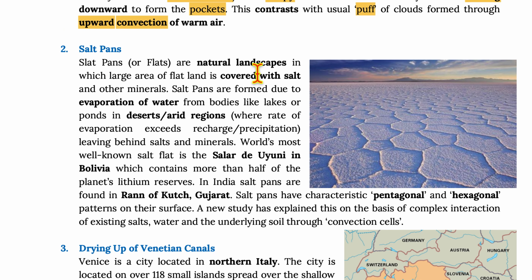Salt pans are natural landscapes in which an area of flat land is covered with salt and other minerals. Salt pans are formed due to evaporation of water from bodies like lakes or ponds in desert and arid regions where the rate of evaporation exceeds the rate of recharge or precipitation, leaving behind salts and minerals.